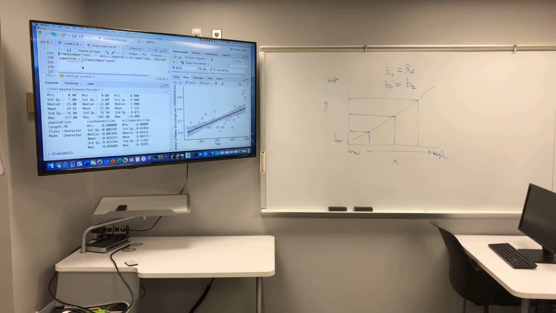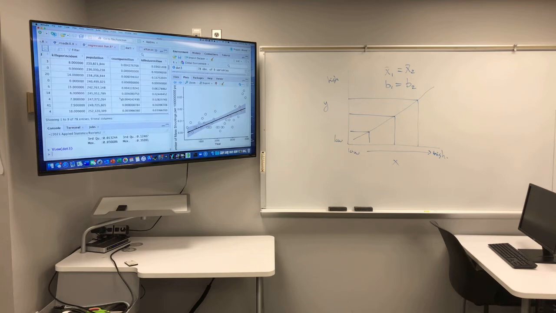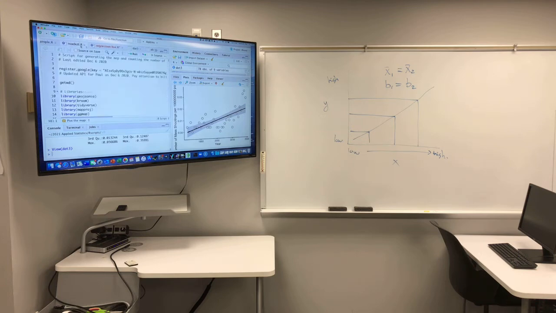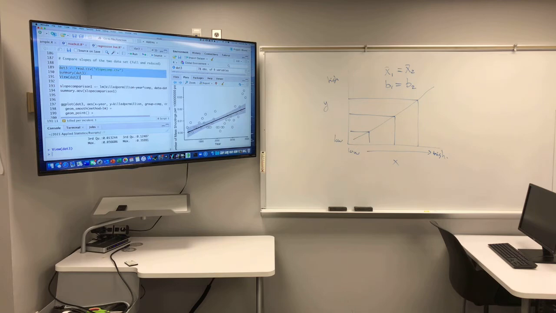So let me know when you are at this point where you have viewed the data and you have the data available to you in its complete form. So do these three lines of code. Then put your blue sticky up when you've got there.